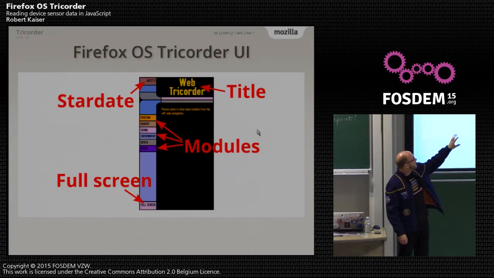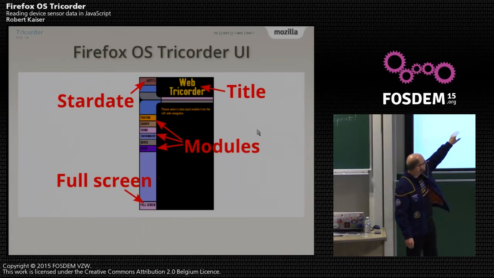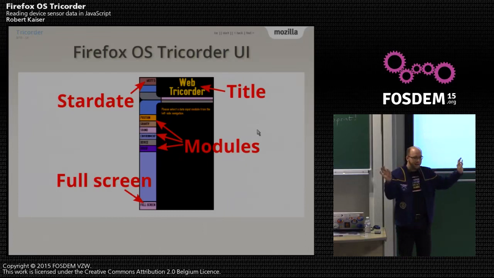Then it has an area for the title. The whole interface is based on the Star Trek Next Generation and Voyager TV screens, so the LCARS system. It has those navigation items for the modules that expose different kinds of sensors. And it has a full screen button so that you can get the experience without the title bar on the phone, which just immerses you more in the experience.